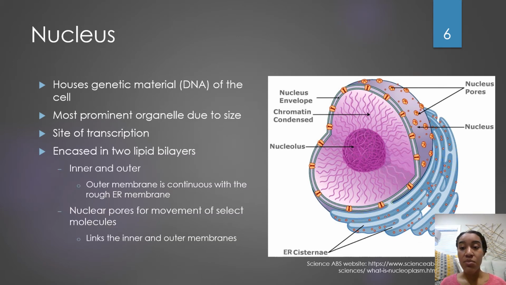The nucleus is encased in a lipid bilayer as well. There are two layers. The inner, which in this image is a bit hard to see, but the inner layer, which is here, and the outer layer, which is here. And the outer layer is actually continuous with the endoplasmic reticulum, which you can kind of see here. It keeps going and extends to the ER.